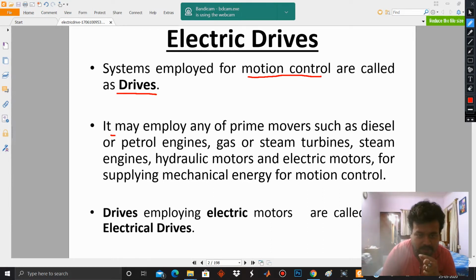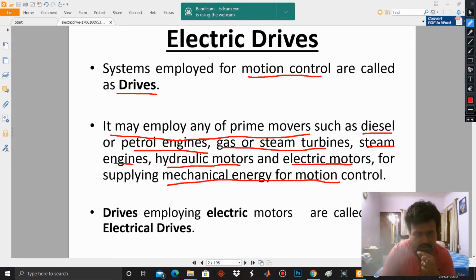It may employ any of the prime movers such as diesel or petrol engines, gas or steam turbines, steam engines, hydraulic motors, and electric motors for supplying mechanical energy for motion control. So a new term is there, it is called prime mover. So what is a prime mover?